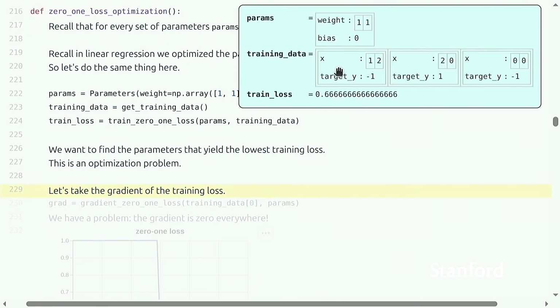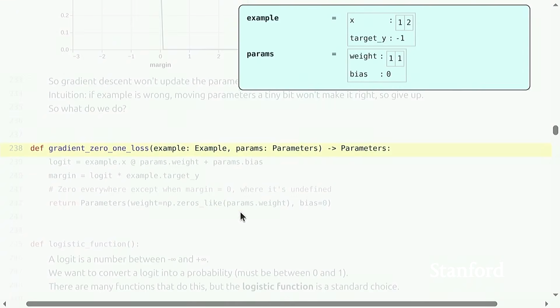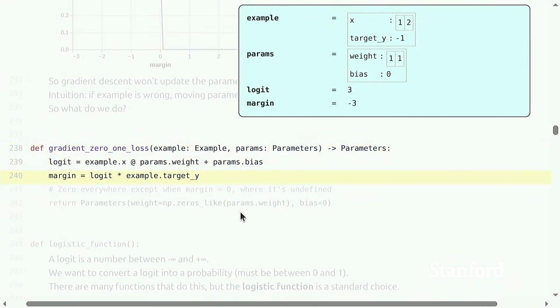So let's compute the gradient of the zero-one loss, let's just start with one example. I have the logit and the margin. And then I notice that the gradient is, what's the gradient of the zero-one loss?